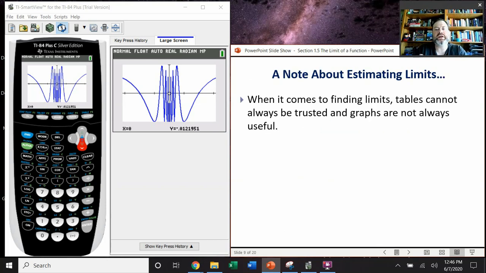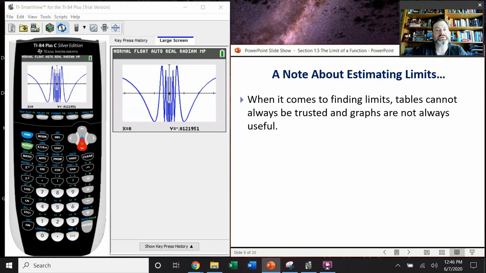So tables cannot always be trusted and graphs are not always useful, right? That's what we came to the agreement. Sometimes they can, but sometimes they can't. We need methods that work all the time. So what's going to end up happening, guys, is that there isn't a method that works all the time.